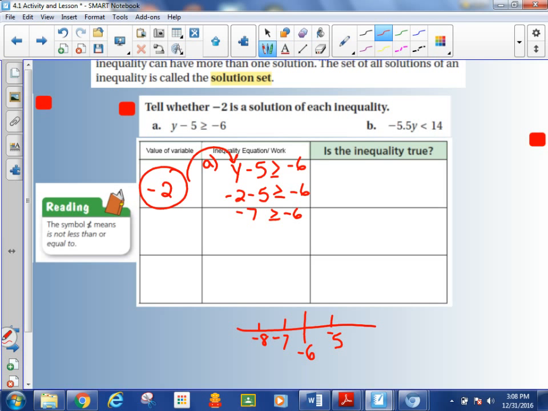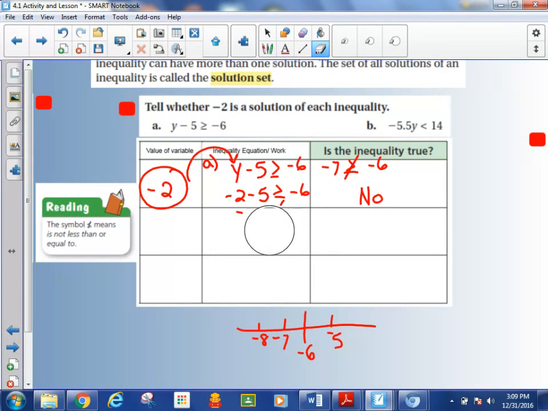So is -7 to the right of -6? No, it's to the left. So that would be a not true statement, so this should be a no. And if we want to, we could write -7 is not greater than or equal to -6. Okay, so let's try the next one.